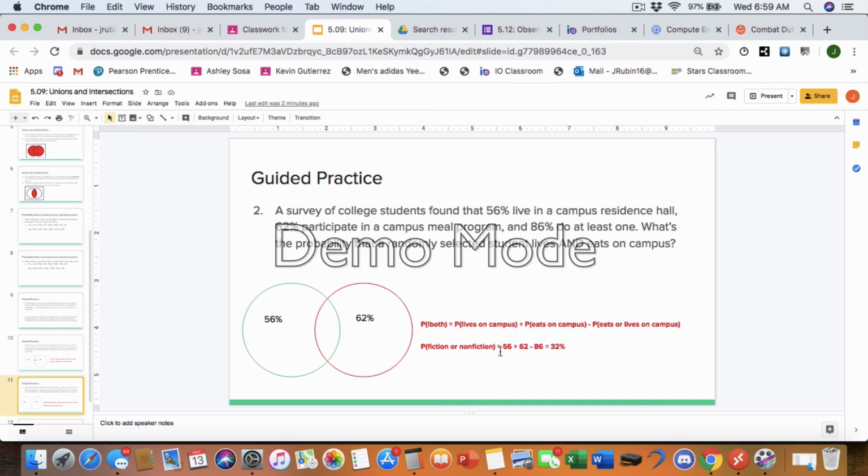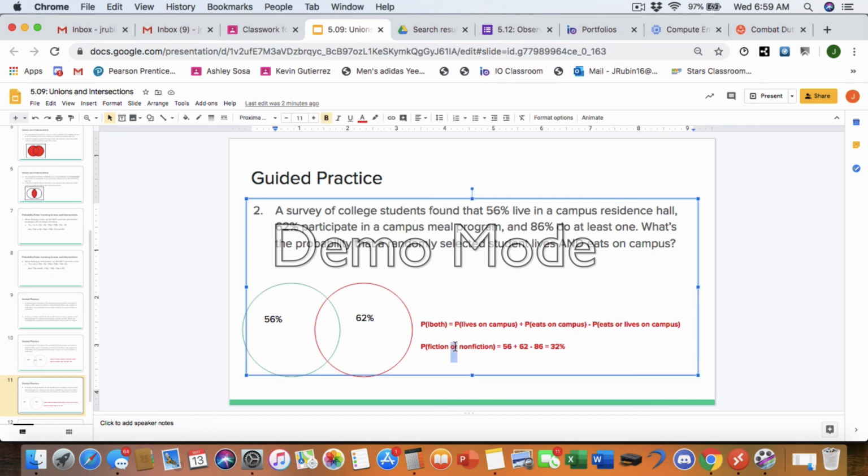So there's a 32% chance that they both live and eat on campus.